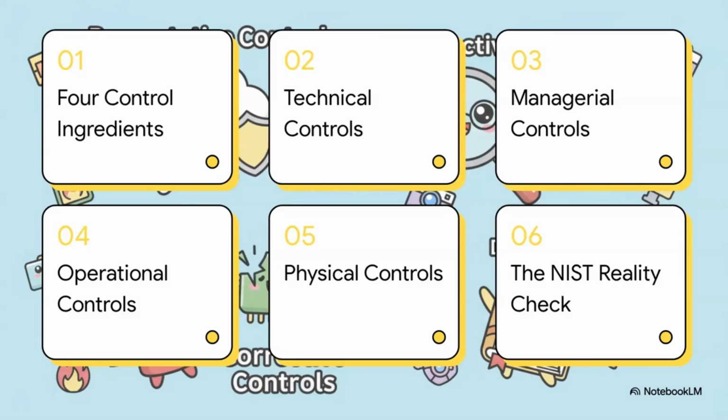So here's our game plan. First, we'll get a handle on what these four ingredients really are. Then we'll dig into each one: technical, managerial, operational, and finally, physical. And we'll wrap up with a very important reality check to make sure you know what's for the exam versus what's for the real world.